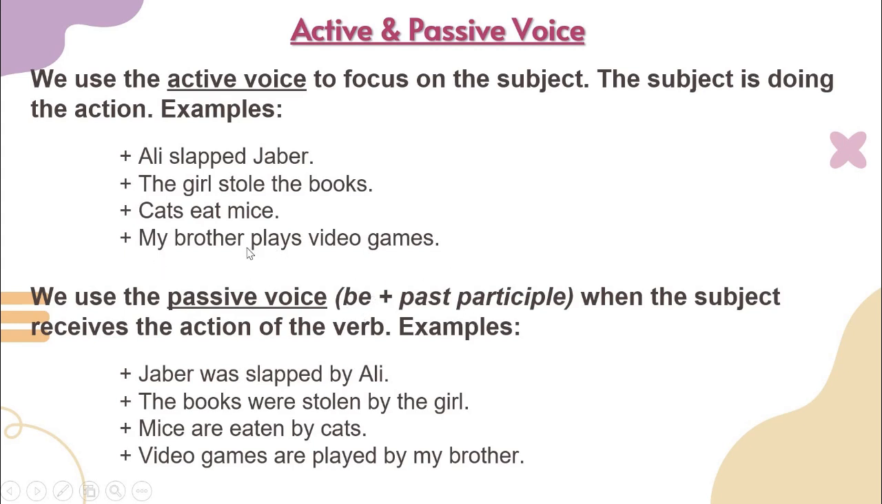So again, let's look at the verb here, plays. This is in the present tense. So we're going to use are. Video games are played by my brother. Okay, guys?